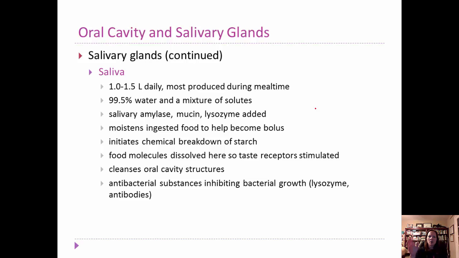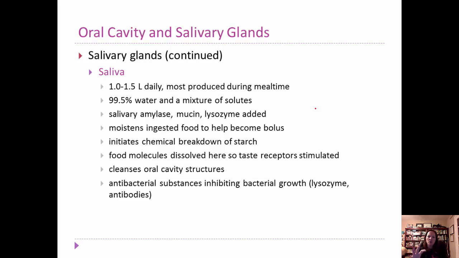99.5% of saliva is going to be water, and it's a mixture of different solutes. We're going to have salivary amylase in here. Again, that's the enzyme that helps break down starches. It's also going to have that mucin, which upon hydration turns into mucus. Also, lysozyme. This is another substance that is very similar to an antibacterial. It goes in and helps break down any kind of microbes that we might ingest with our food.